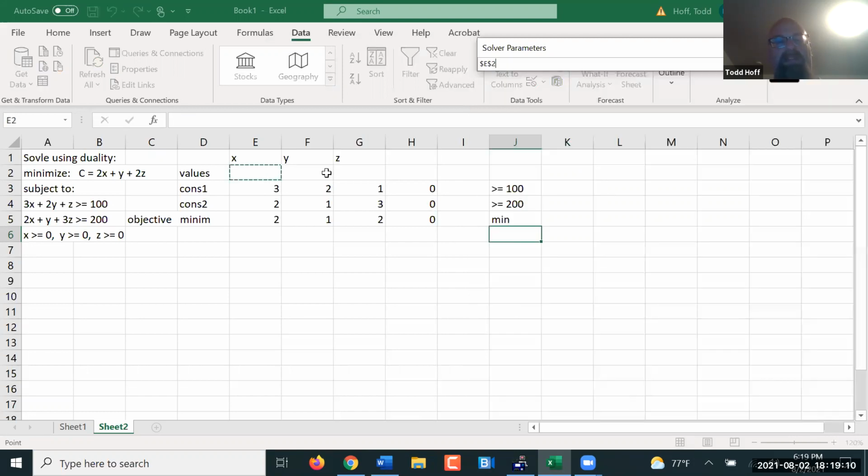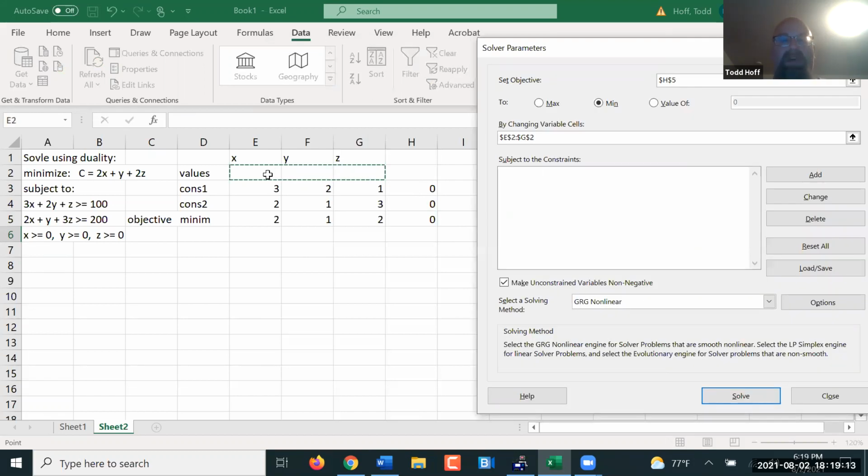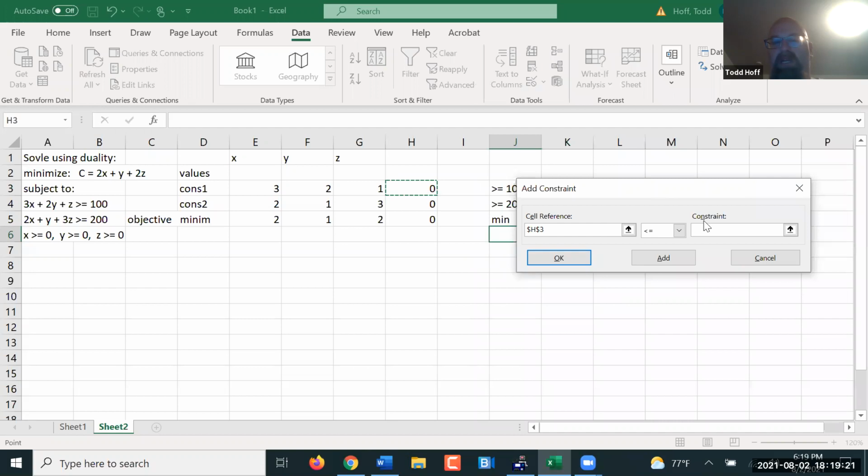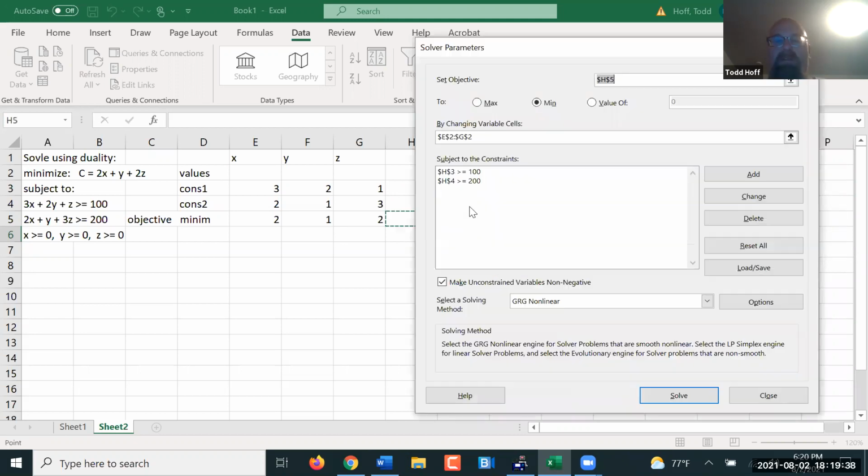And I'm going to go up here and highlight these 3 cells where I have the values for x, y, and z are going to become. Click on subject to the constraints and hit add. I want this value, and my note says greater than or equal to 100. I'll add that. Oops, that's the wrong one. This value here is my second constraint. That's supposed to be greater than or equal to 200. So I have my 2 constraints.